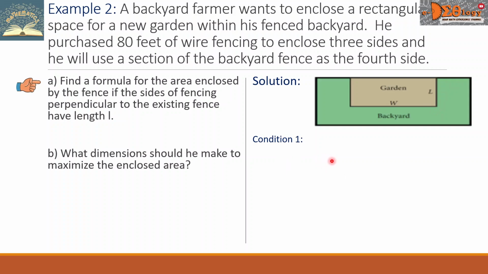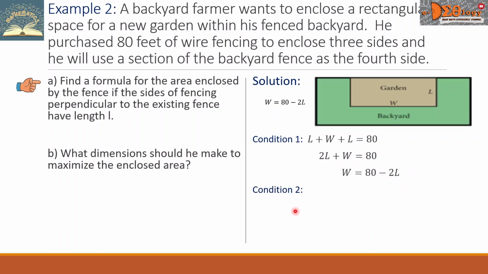For condition 1, it says that length plus W plus length equals 80. This 80 is the length of the wire purchased by the farmer. Let us simplify this. L plus L is 2L plus W equals 80. Then we isolate W. This 2L we transpose to the right, so it becomes negative. So W equals 80 minus 2L. Let us note this equation on this side.